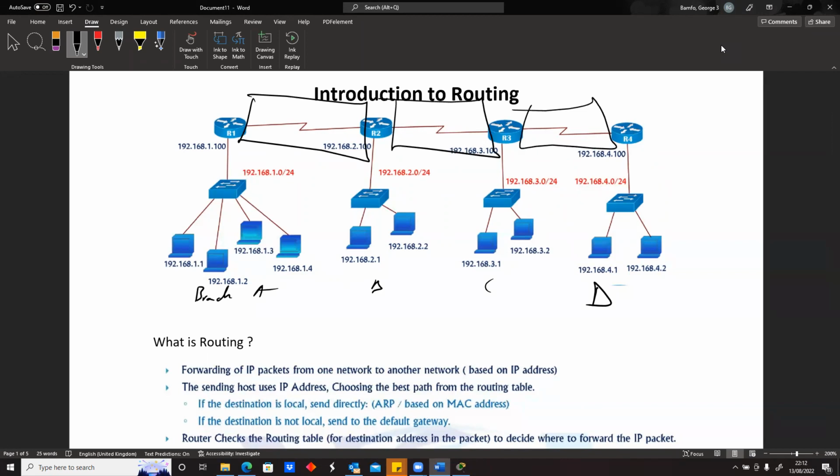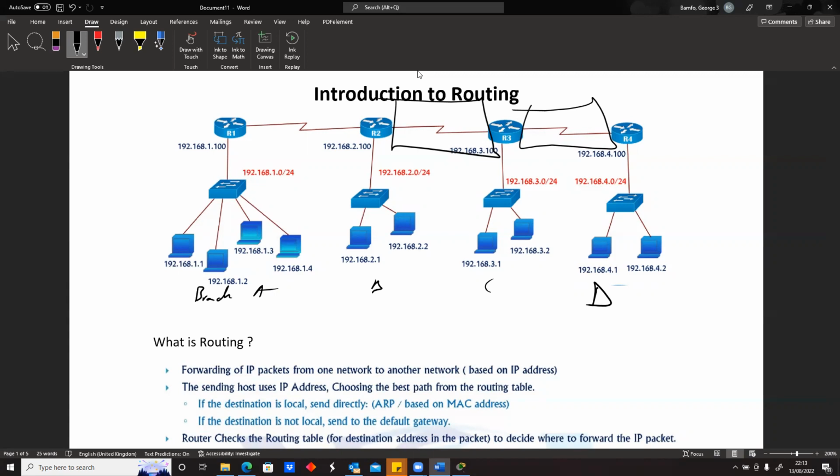From this particular angle, we're just looking at a situation where networks are sitting on different routers. For a situation like this, we have the 192.168.1.0 network sitting on the first device, the 192.168.2.0 network sitting on the second device, the 192.168.3.0 network on the third device, and the last one on the fourth device.